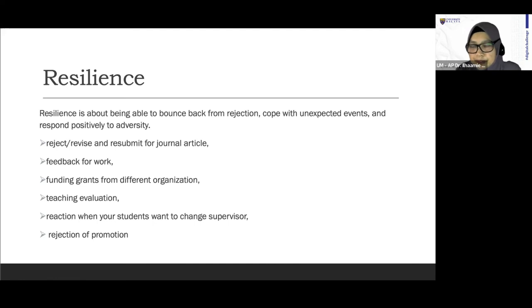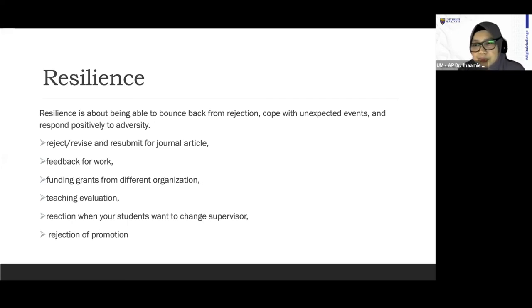There's room for improvement. Let's say that you get a bad teaching evaluation, bad load, C-test, don't be sad. You need to improve. From the C-test marks, you will notice those low marks, so you can improve from that. For example, if the marks for teaching delivery are low, you can improve in the future.